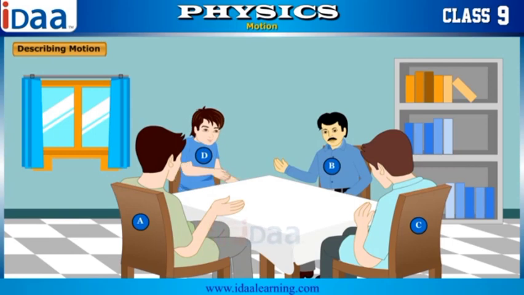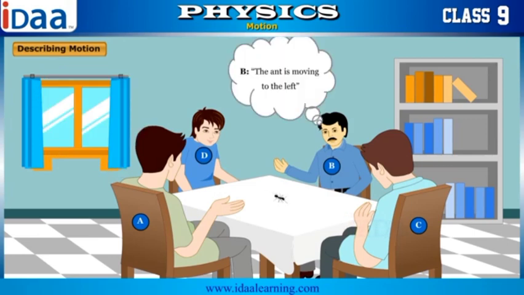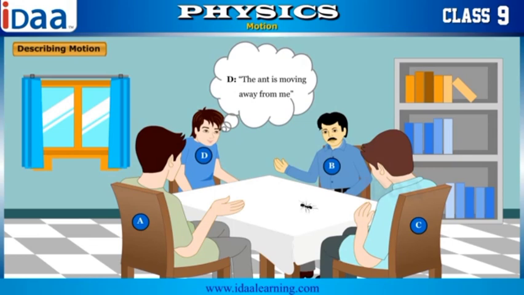An ant has been placed by one of the friends and it started moving from that position. A started describing the motion of the ant. A says, "The ant is moving to the right." B says, "The ant is moving to the left." C says, "The ant is moving towards me." D says, "The ant is moving away from me."